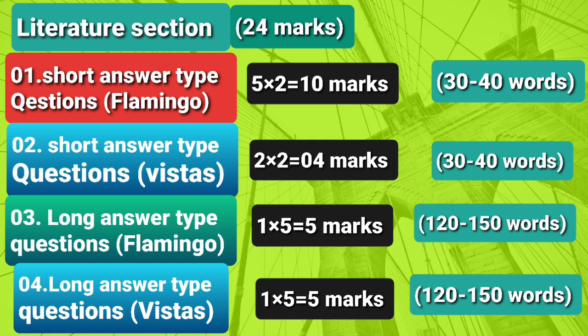Talking about the next, that is question number 3 from the literature section. That will be one long answer type question. That will be from prose and poetry. It means from Flamingo, and that has to be answered between 120 and 150 words, and that will be of 5 marks. 2 questions they'll ask. Out of 2 you need to do 1 there, right? Again, question number 4 from the literature section. So that will be one long answer type question from the book Vistas, and that has to be answered between 120 and 150 words, and it will be again for 5 marks, and out of 2 you have to do only 1.